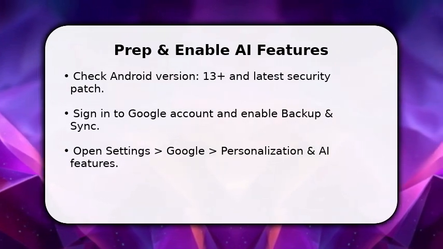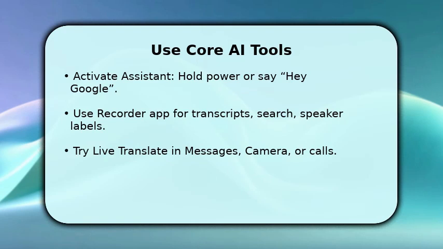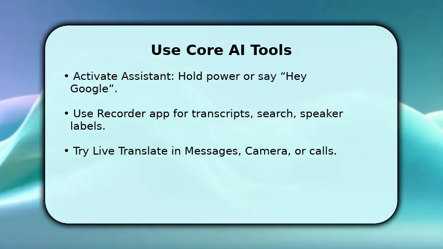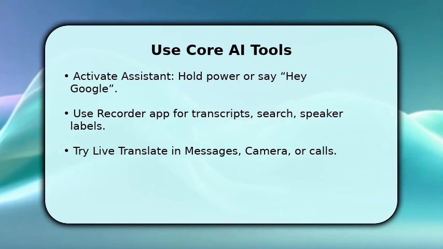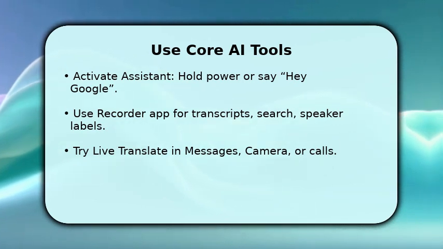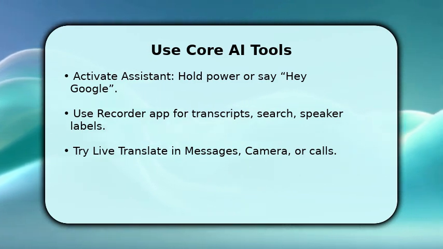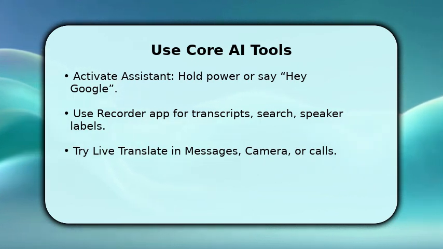Now you'll use the core AI tools that daily tasks rely on. Call the assistant by holding the power button or saying, "Hey Google." Use it for summaries, actions, and device control. Open Recorder to capture audio, get real-time transcripts, and use search and speaker labels. Make sure transcription language is set first.